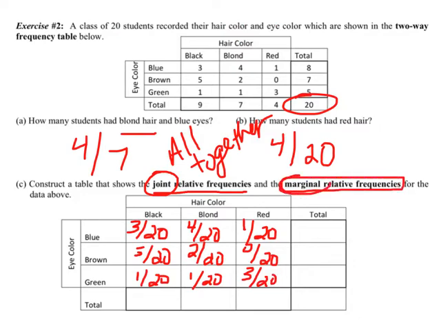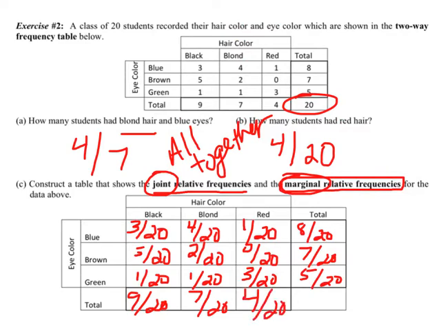Now the next word that you need to know is marginal relative frequencies. The word marginal, if I say to you go to the margin, you would be going to the sides of your paper. So the same thing here. My totals are in my marginal. So my marginal would be 8 out of 20, 7 out of 20, 5 out of 20. On the bottom would be 9 out of 20, 7 out of 20, and 4 out of 20. So once again, marginal would be your totals.